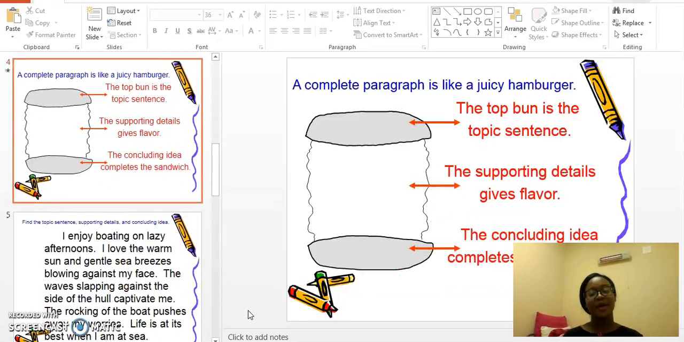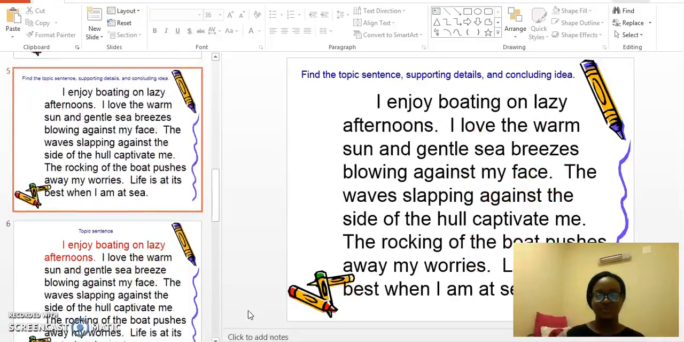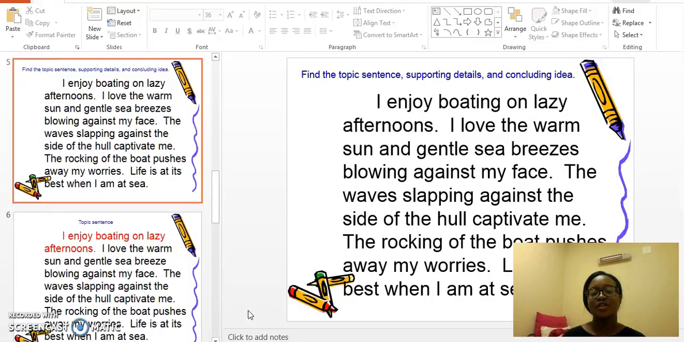A complete paragraph is like a juicy hamburger. The top bun is the topic sentence, and then in the middle we have the supporting details, which give it flavor, and at the bottom we have the concluding idea, which completes the sandwich. Let's find a topic sentence, supporting details, and concluding idea in the following paragraph.